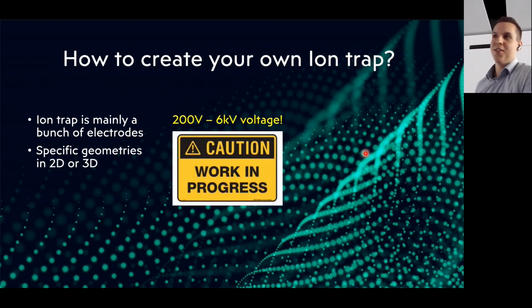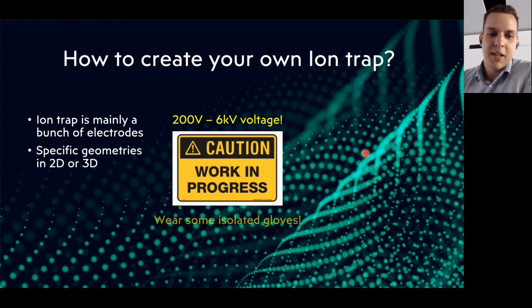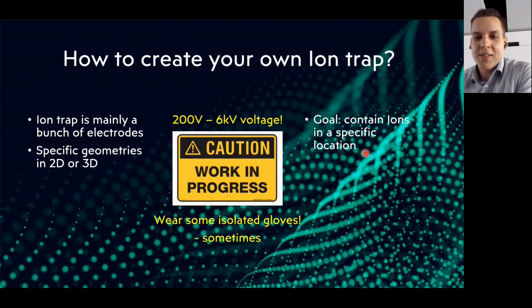And we don't say caution, danger, we say only work in progress. There's no danger in our project. So you should wear some insulated gloves, but only sometimes, if you want. Our goal is to contain the ions in a specific location, so we can put information on it and read the information out, so they can't escape. We can even see ions if we make some particle on it. We will see some ions later. Then you know they are there, because normally you can't see ions, but if something is trapped or combined with the ion and is in a specific place, you can see it.